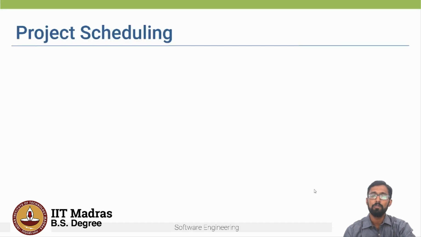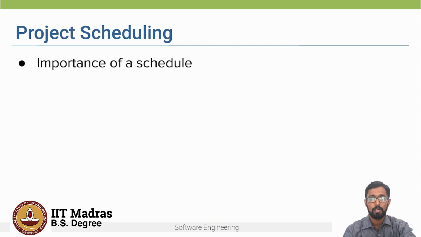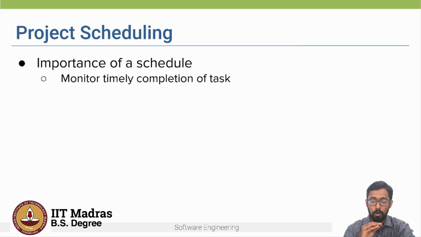In the previous video, we looked at ways in which we can estimate the time and effort required to execute a project. Having these estimations in place, another important part of project management is to create a schedule for the project. So why is creating the schedule important? The schedule can help the project manager monitor the timely completion of each task. And let's say if we are falling behind, we can also take corrective action. And this enables the entire team to move forward.